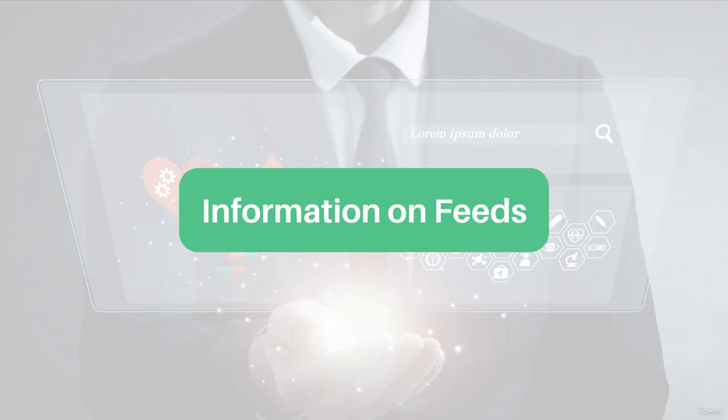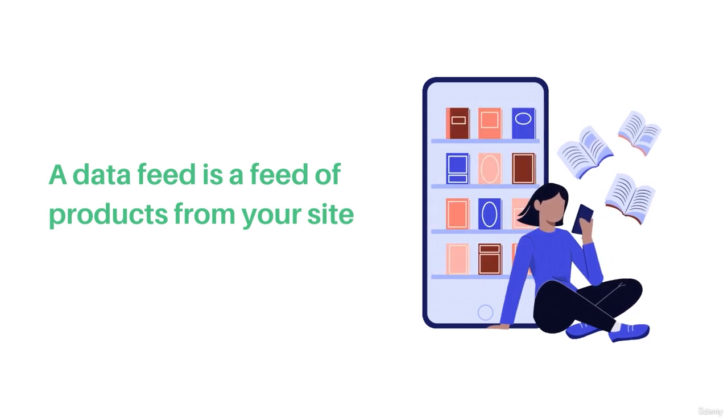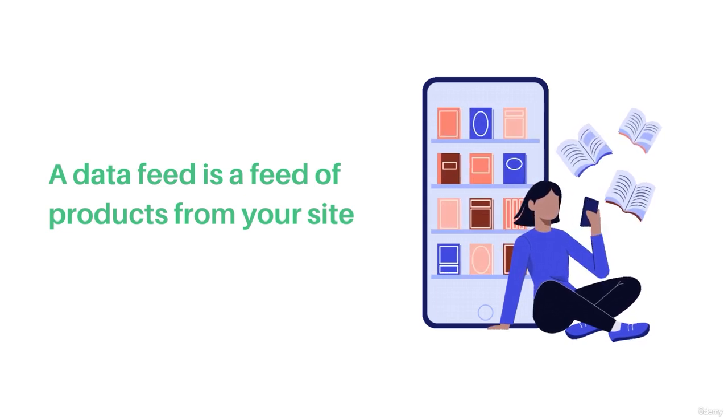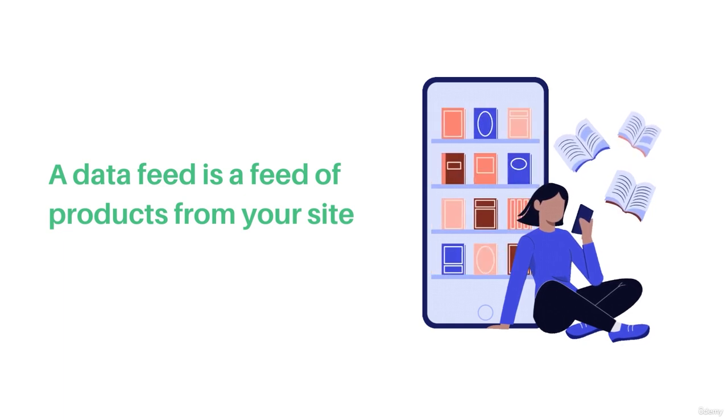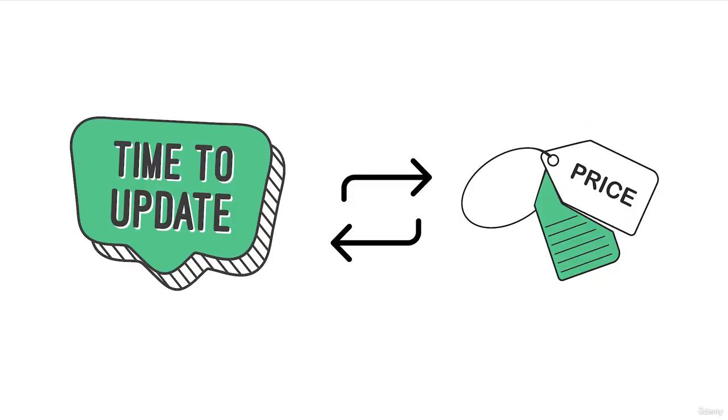Information on feeds. A data feed is a feed of products from your site. In other words, a list of all the products on your site. The feed must be accessible via the link. When updating the feed, we show current prices and products. Keep in mind what the feed is for.